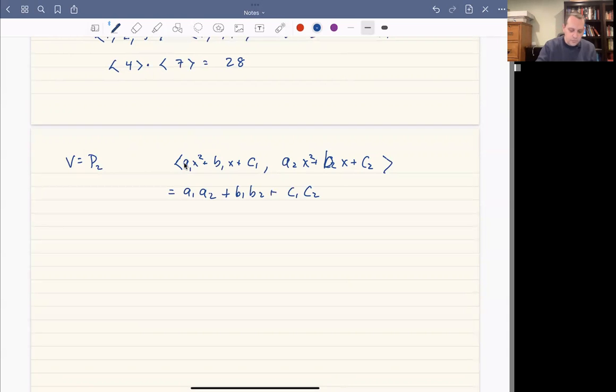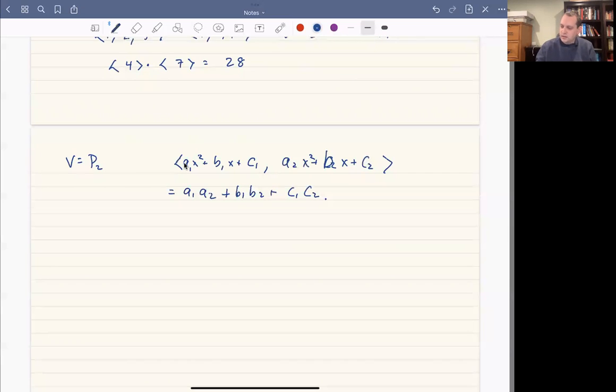Now, once we have this notion of inner product, this whole world is kind of open to us. We can talk about things like the length of a vector. We can talk about the angle between two vectors. We can talk about Gram-Schmidt. We can talk about orthonormal vectors and orthogonal vectors and orthonormal bases for inner product spaces, right? We can do all of this stuff once we have this notion of an inner product. And so what I want to do is just a little bit of this.